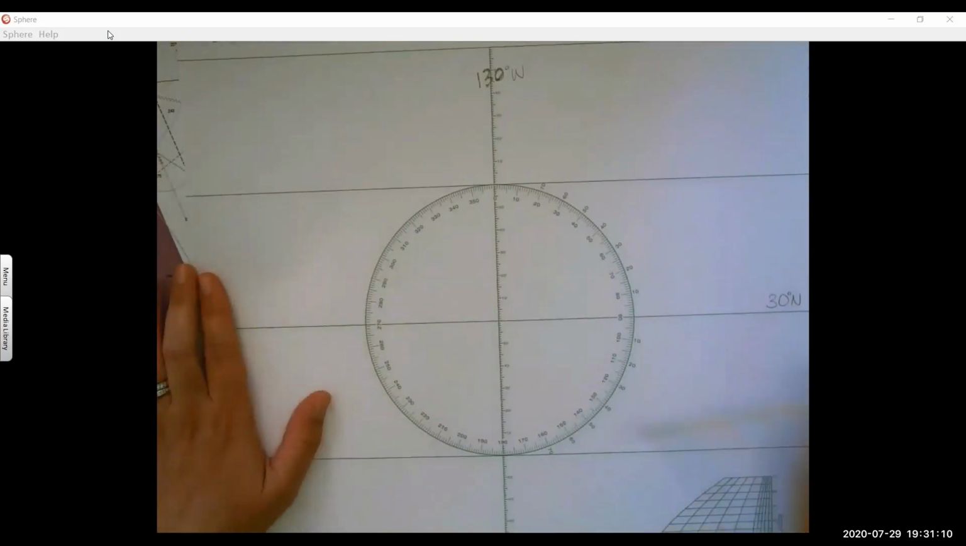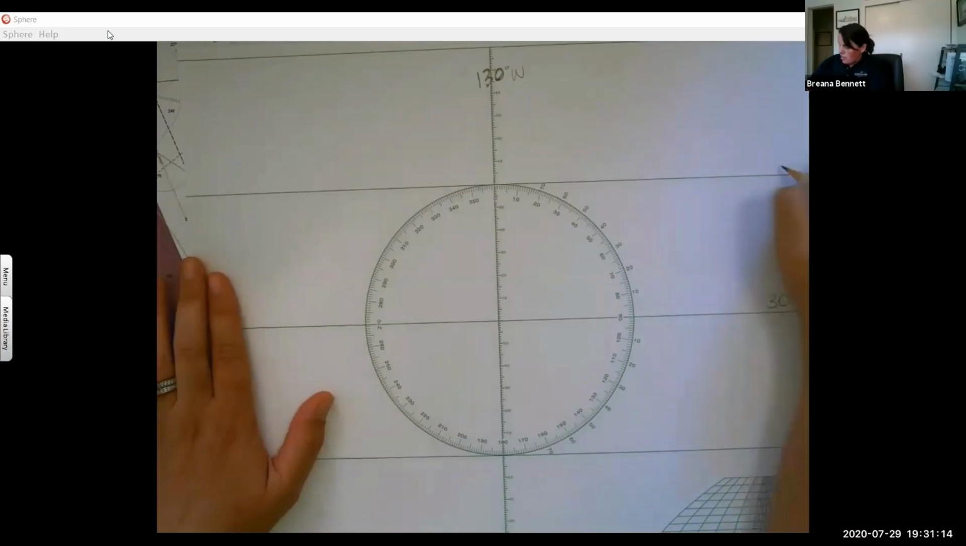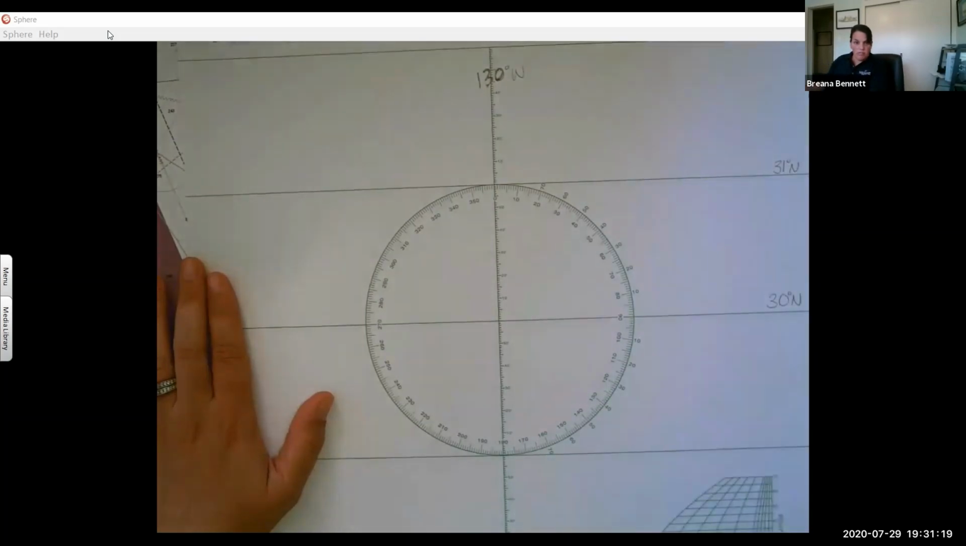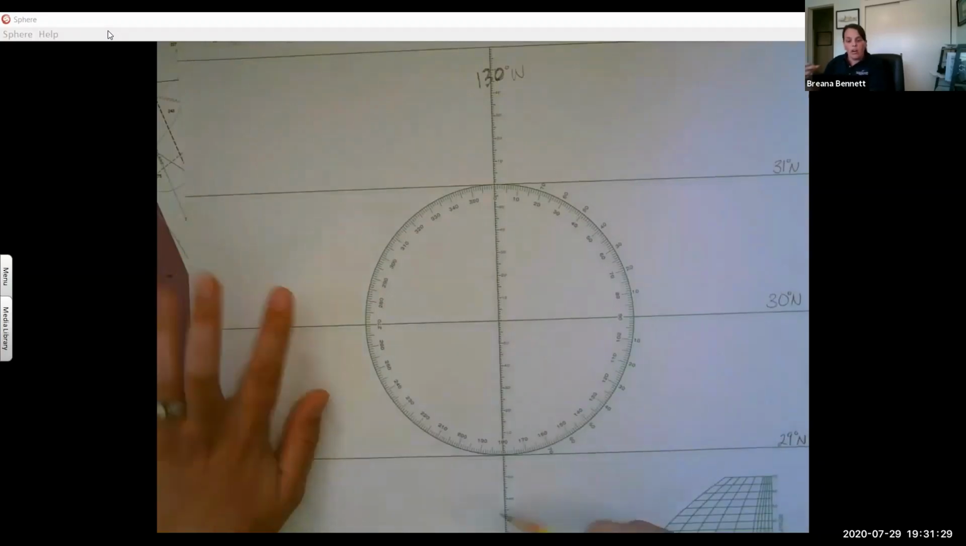Got it. So if this is 30 degrees north, this would be 31 degrees north. This one would be 29 degrees north. My latitudes are already in there. Now we have to plot our longitude.